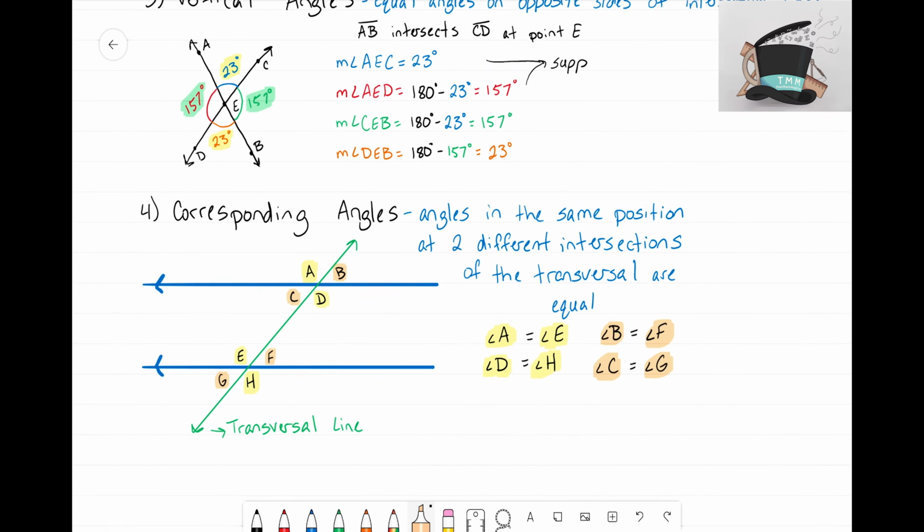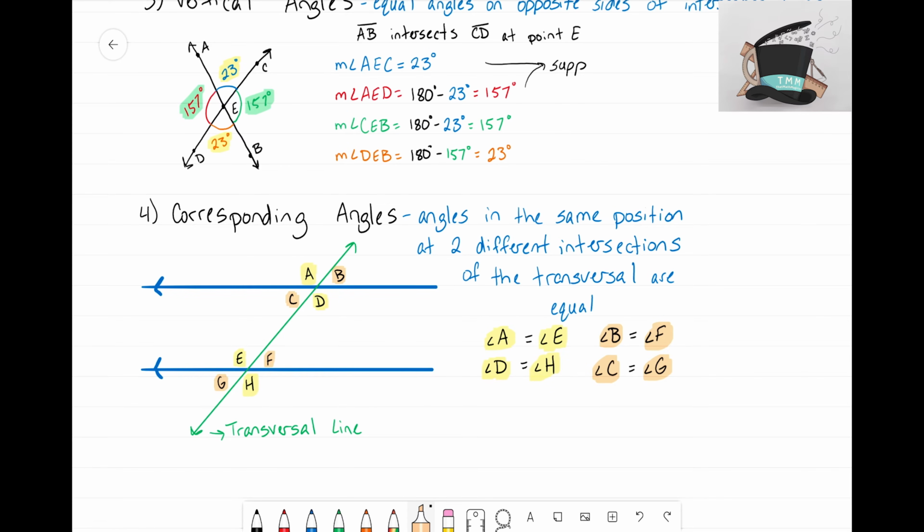In our last video, we looked at corresponding angles, which occurs when you have 2 parallel lines. Those lines have to be parallel. You have your transversal cutting those lines. And we said corresponding angles were angles in the same position, just at different intersections, and that they're always equal.